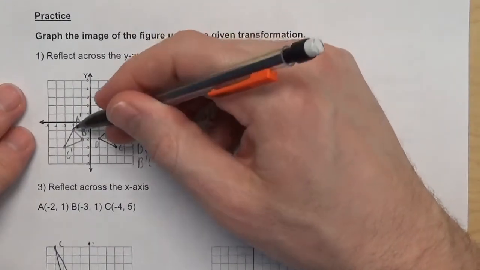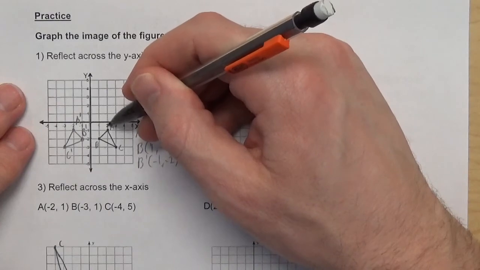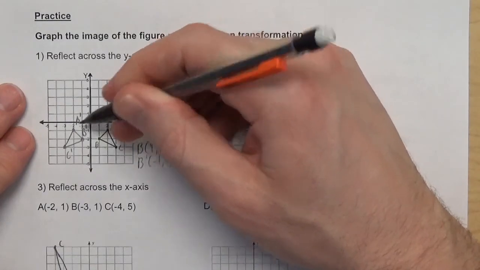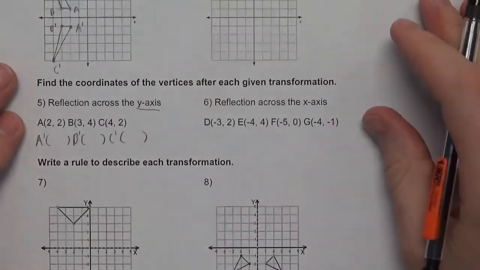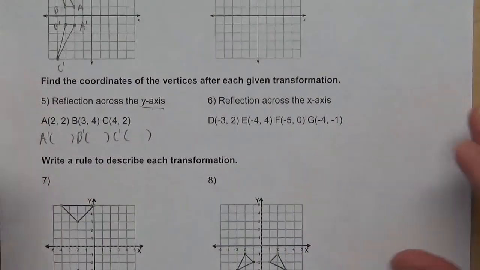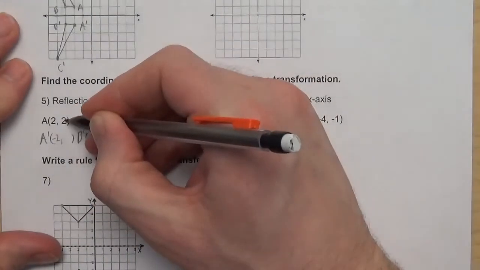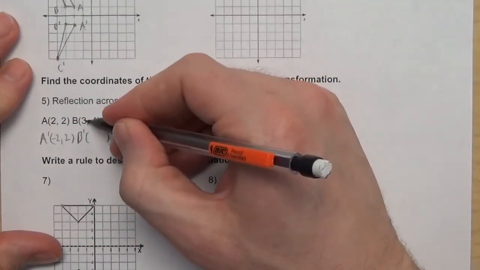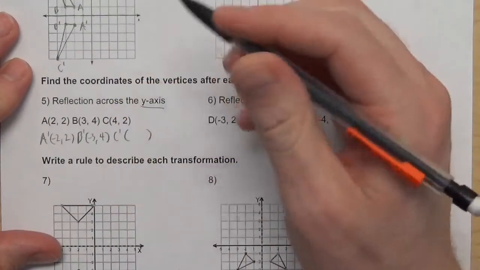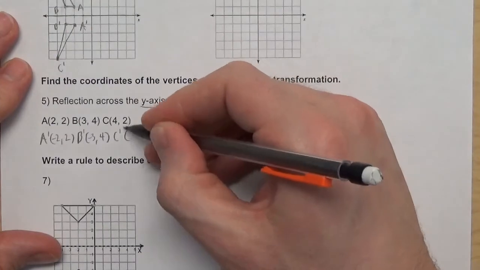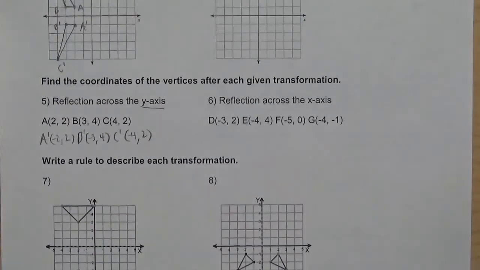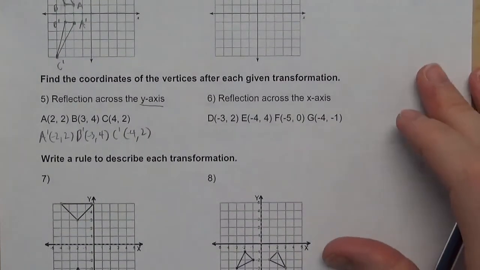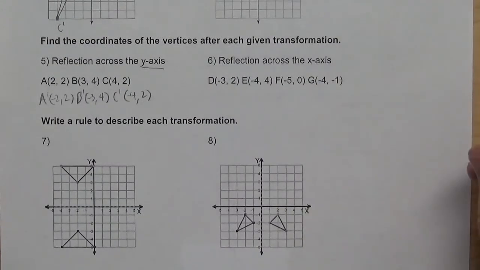But since it flipped over the y-axis, it changed where it was on the x-axis, right? A was at 2, flipped over, and changed to negative 2. So if we're going to apply that rule now to just coordinates, we know that when it flips over the y-axis, the y-coordinate actually stays the same, but the x-coordinate changes to its opposite. So 2 will change to negative 2, but the y will stay the same. This x will change from 3 to negative 3, but the y will stay the same. And for this one, the 4 will change to negative 4, but the y will stay the same. So when you flip over the y-axis, the y-coordinate stays the same. The x-coordinate changes to its opposite.